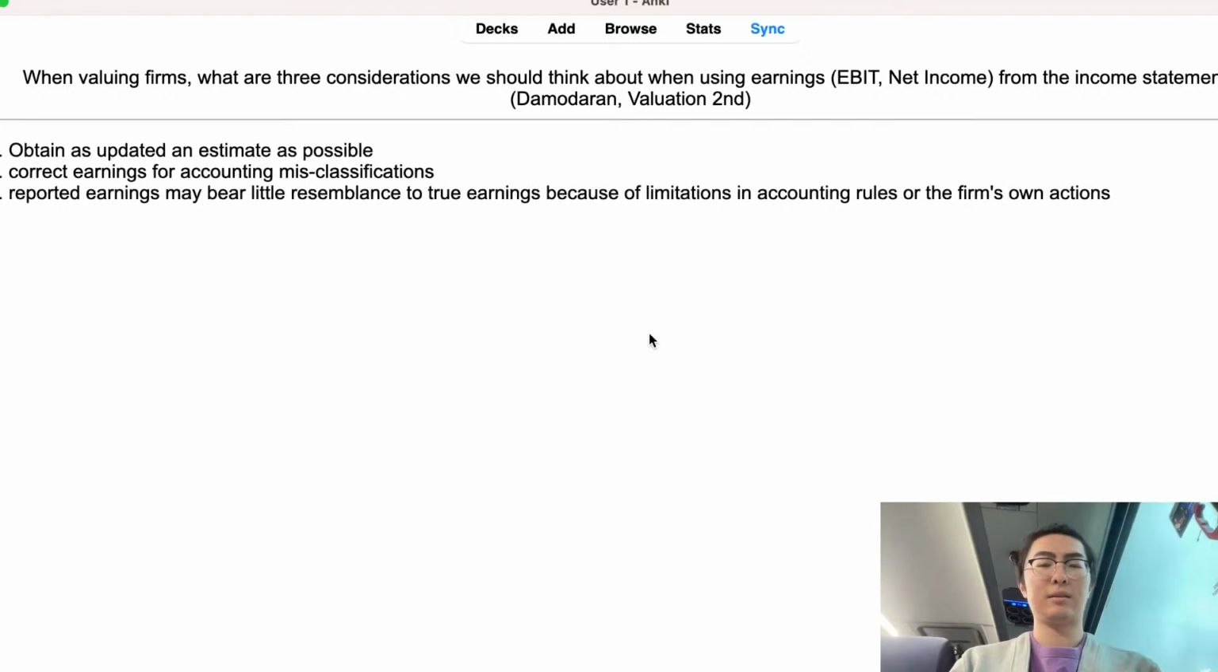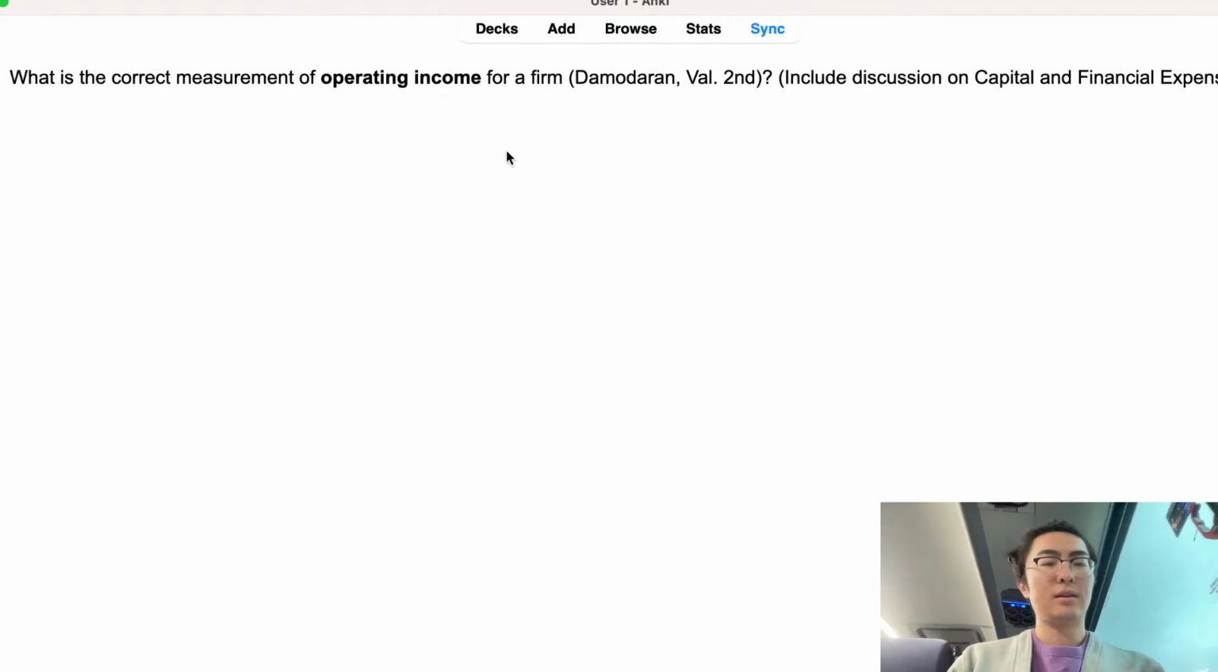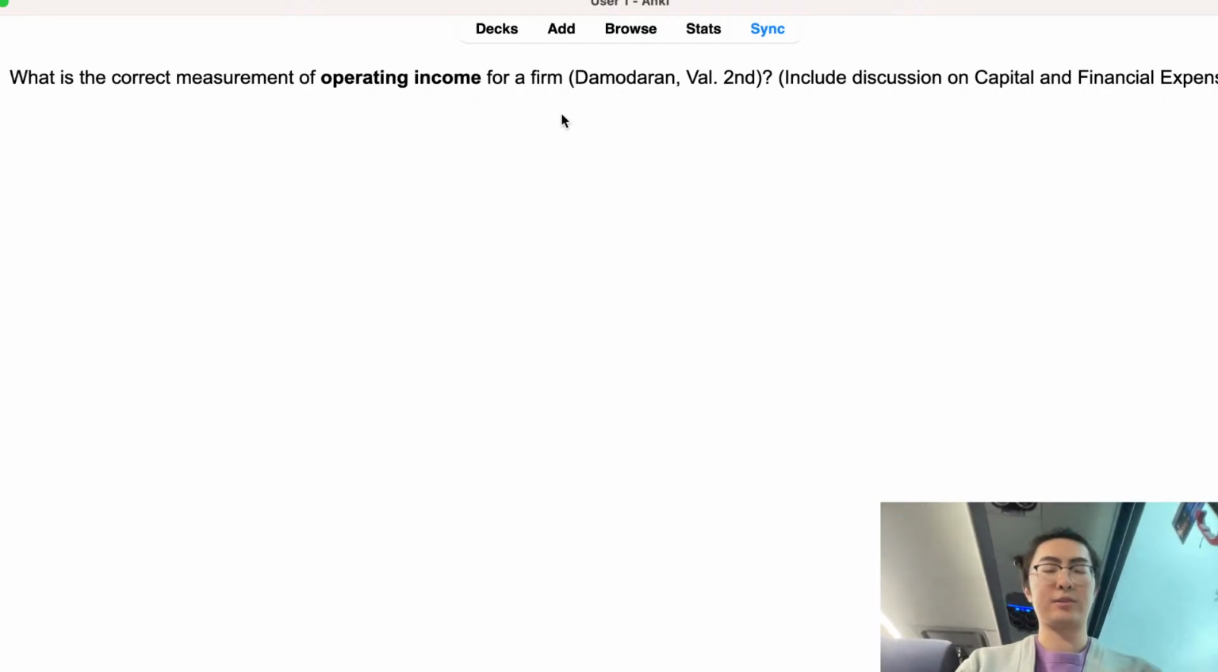Let's see. Correct earnings for accounting misclassifications. Okay. Reported earnings may bear little resemblance to true earnings because of limitations. Yeah, I'd say it's pretty hard. What's the correct measurement of operating income for a firm? Clear discussion on capital and financial expenses. So I think operating income, Damodaran really thinks it should just include capital expenses and then also operating expenses.